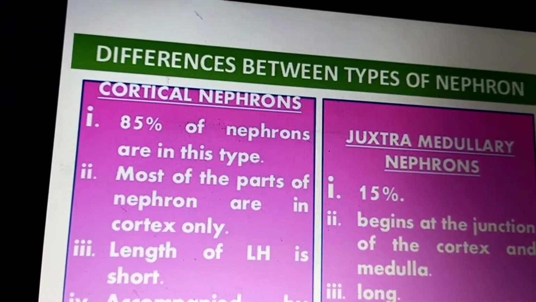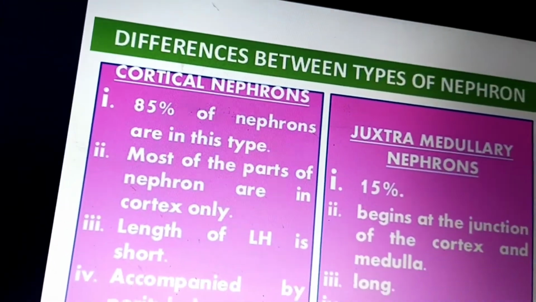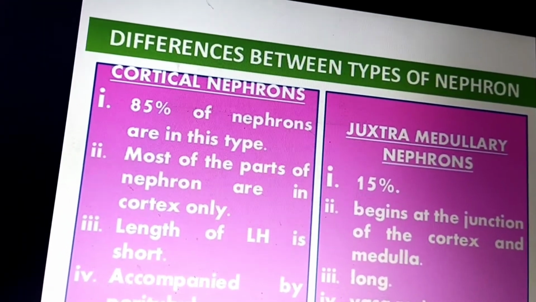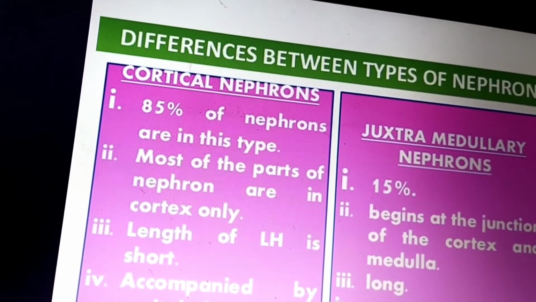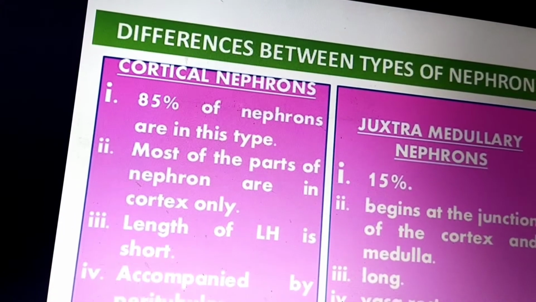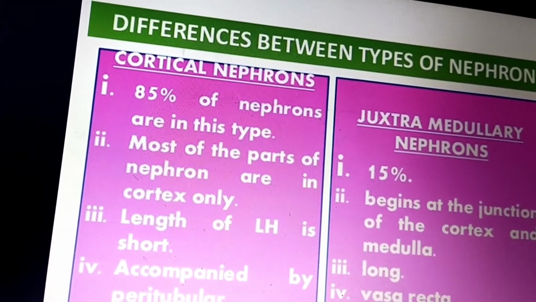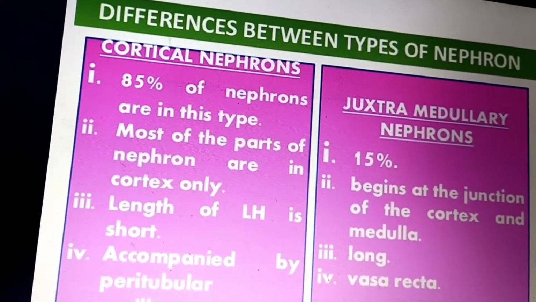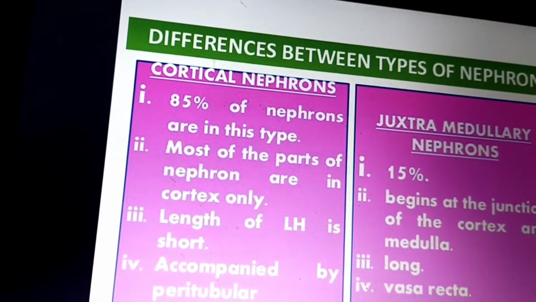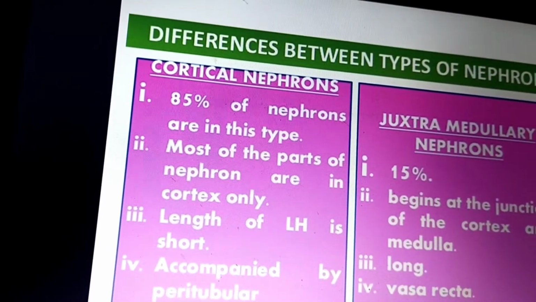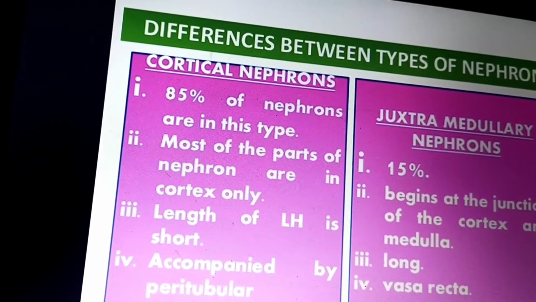The difference between types of nephrons. There are mainly two types of nephron. One is cortical nephrons, another is juxtamedullary nephrons. Cortical nephrons are present in the cortex of the kidney, and juxtamedullary nephrons are present in the medulla of the kidney. 85% of the nephrons are of the cortical type. Most of the nephron is in the cortex only.